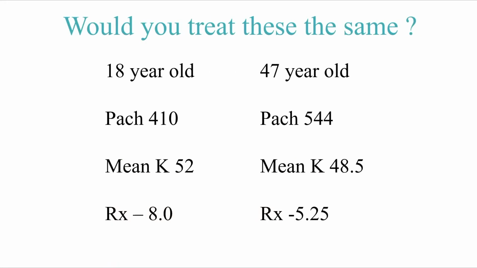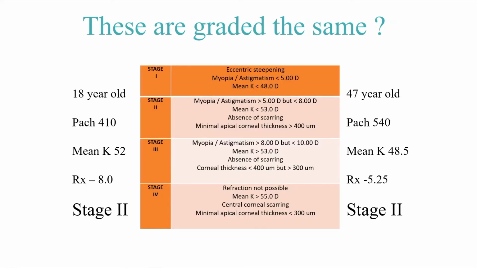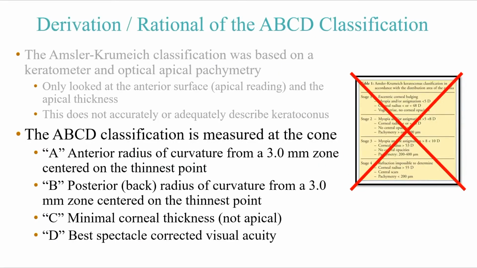Let's look at these examples. Here we have two patients, an 18-year-old with a pachymetry of 410, a mean K of 52, and an RX of -8. And then we have a 47-year-old with a pachymetry of 544, a mean K of 48.5, and an RX of -5.25. I think no one in the audience would think these two patients are alike, and you treat them very differently. But in Amsler-Krumeich, they're actually both graded exactly the same. They're stage 2, a pretty meaningless classification.